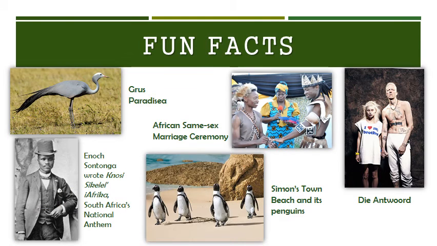South Africa's fun facts. 1. Gross paradisia is the national bird of South Africa. It has a blue plumage and long legs. It is said that after getting a partner, it will be the only one in its life. 2. Nkosi Sikelel' iAfrika is the national anthem since 1897, and its name means God bless Africa. It was written by Enoch Sontonga.